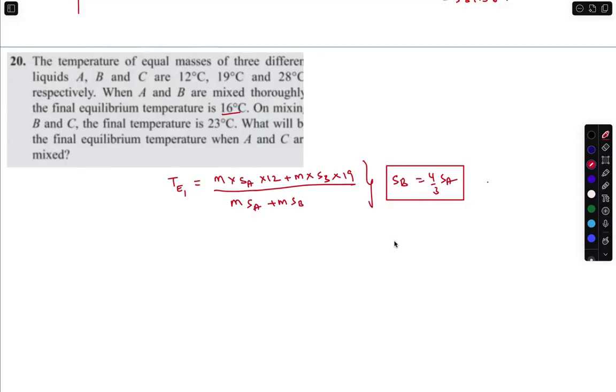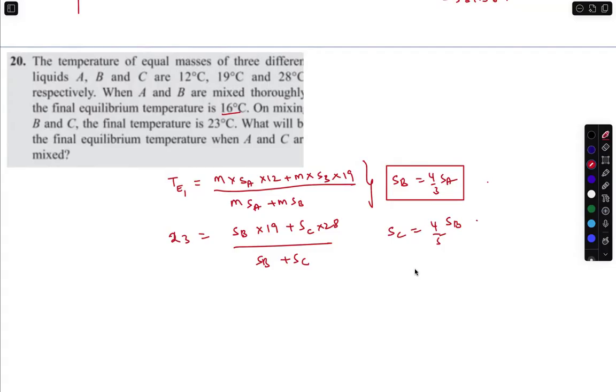Similarly, the other equation is also possible for you. On mixing B and C, the final temperature is 23 degrees centigrade. So 23 is, now we know masses are same, SB into 19 plus SC into 28 by SB plus SC. Now you will get some relationship in terms of B, which means you can write SC as 4 by 5 SB.